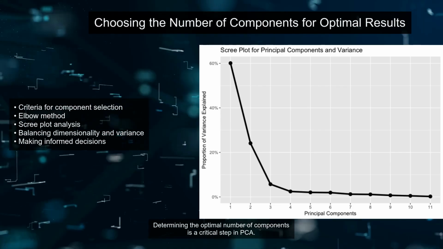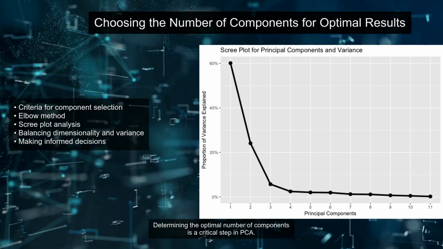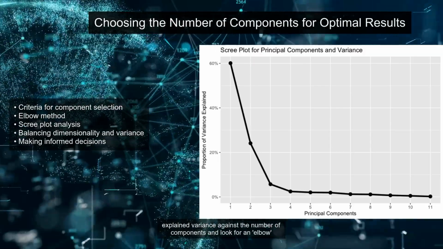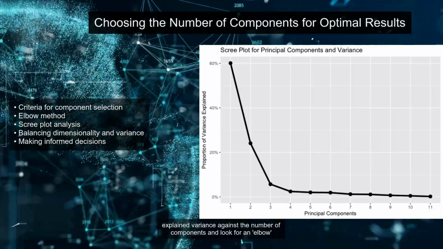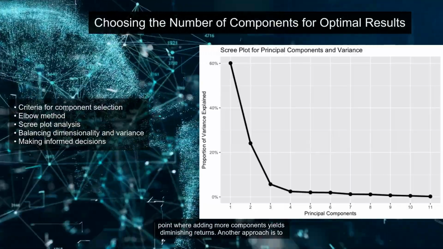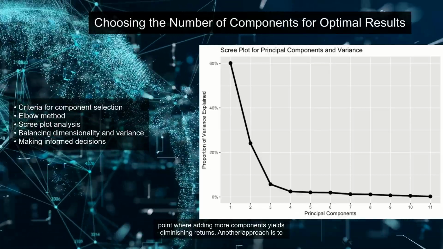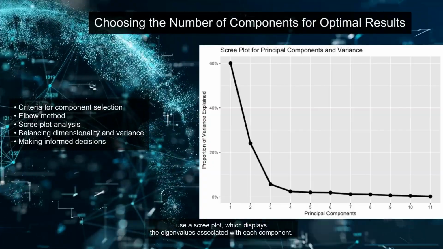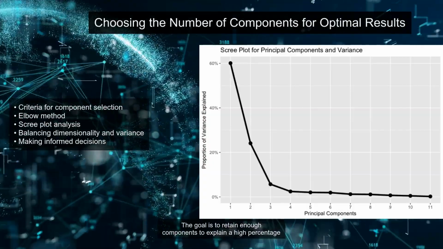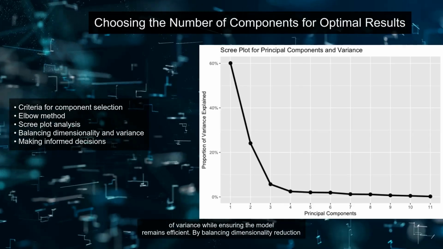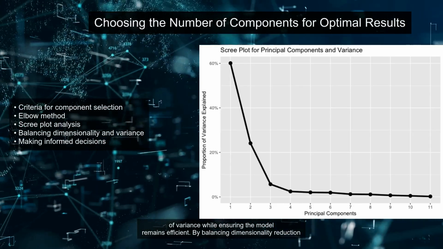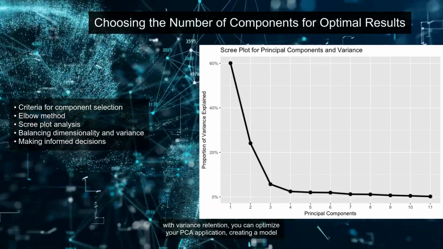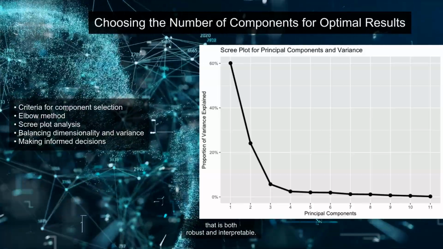Determining the optimal number of components is a critical step in PCA. One common method is the elbow method, where you plot the cumulative explained variance against the number of components and look for an elbow point where adding more components yields diminishing returns. Another approach is to use a scree plot, which displays the eigenvalues associated with each component. The goal is to retain enough components to explain a high percentage of variance while ensuring the model remains efficient. By balancing dimensionality reduction with variance retention, you can optimize your PCA application, creating a model that is both robust and interpretable.